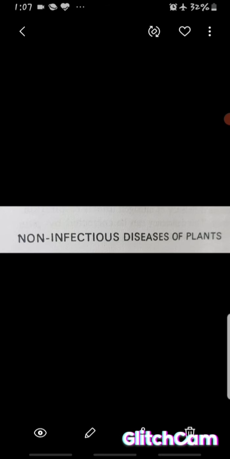Next, nutritional element deficiency of iron. Iron is essential for the synthesis of chlorophyll. Although it is not a constituent of chlorophyll, it is an electron carrier in the oxidation reduction of respiration, and it is a constituent of certain enzymes and proteins.